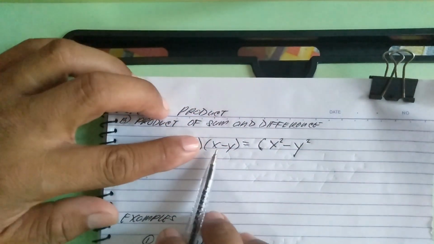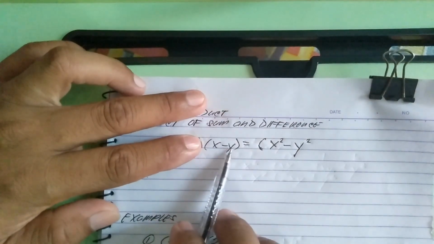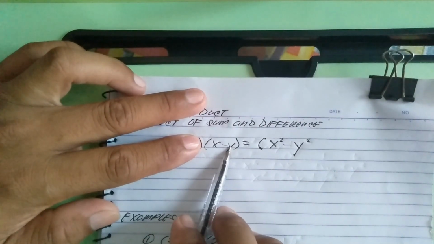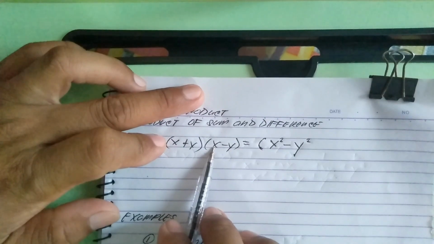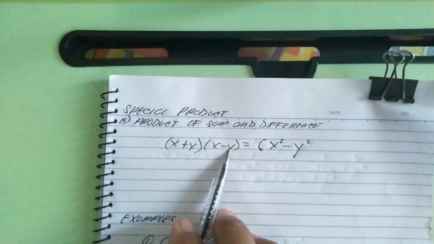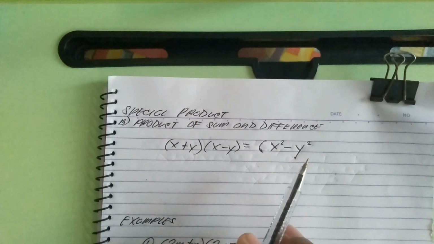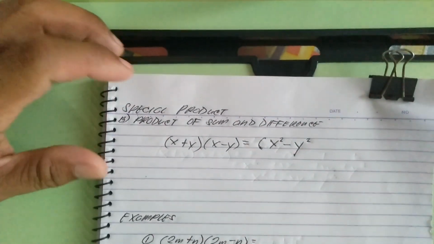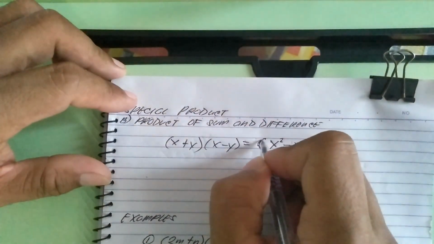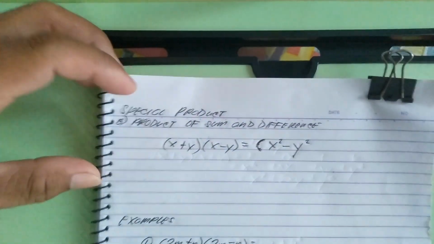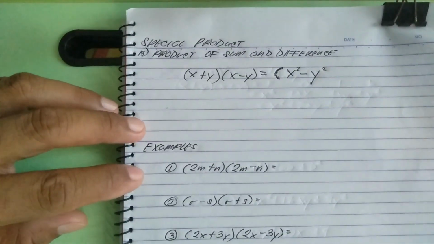Simple lang. Square the first term, and then square the last term. Ulitin ko. Square the first term, square the last term. At sundan mo ang negative sign sa gitna. Okay? Magbibigay ako ng example para mas maliwanag. Again, tanggalin nyo tong parenthesis dito, ha. Huwag nyo na lang pansinin. Nagkamali na ako ng pagkakasulat.